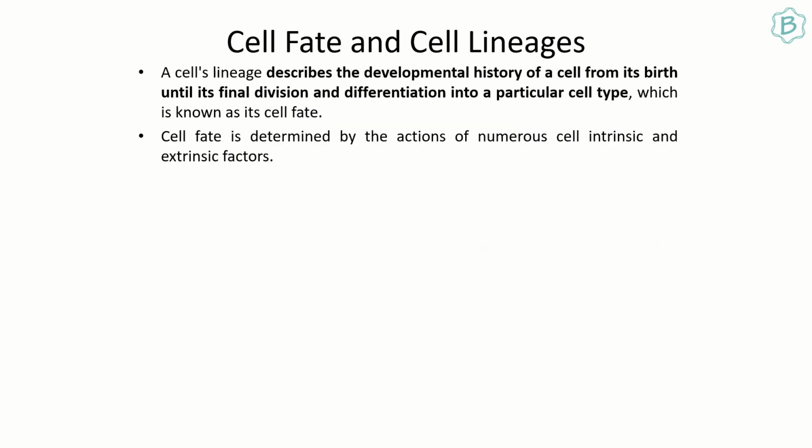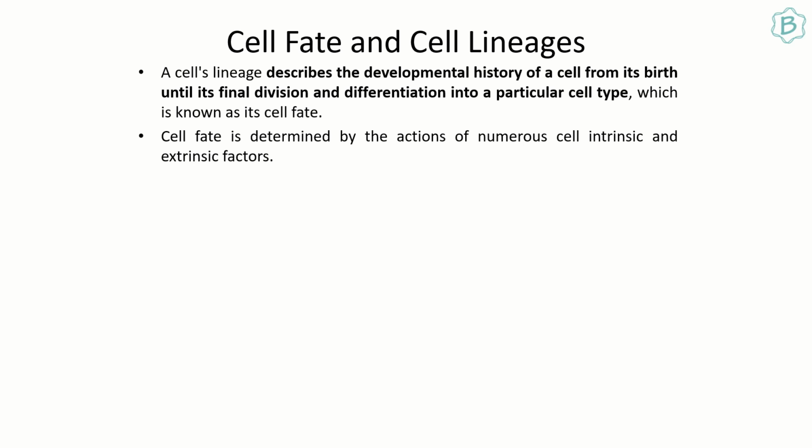Then cell fate and cell lineages. Cell lineage is what? It describes the developmental history of a cell from its birth until its final division and differentiation into a particular cell type, which is known as cell fate. Meaning from the very initial, from a dot, to form the final cell structure, final cell shape, that is cell fate.